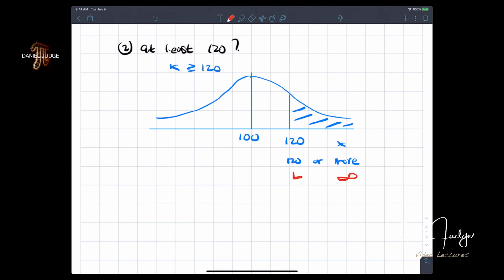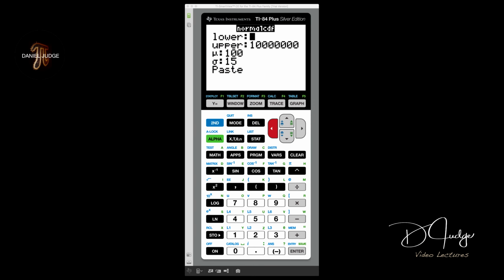So when I go to my TI, I say, okay, TI, I want you to do 120 as the lower limit. And I got a bigger number here as the upper limit. Yes, we could use 1,000, 10,000, I don't know. As we've seen, it didn't make a difference. My mean still is 100 because this is an IQ score question. It's a normal distribution with a mean of 100, standard deviation of 15. So those are the same, and we paste it, and we end up with 0.0912.